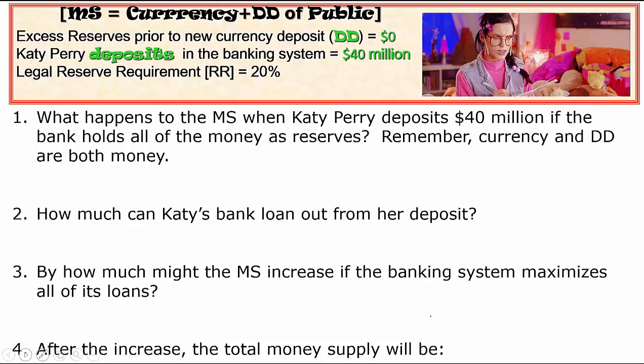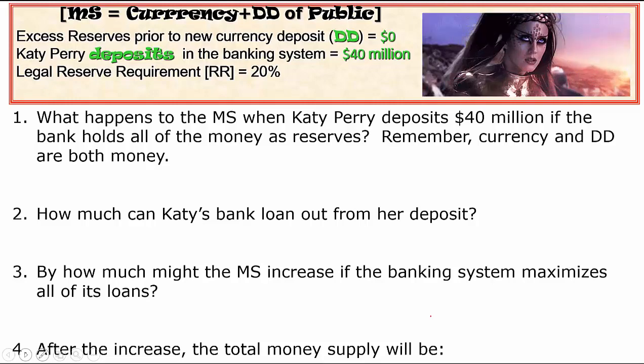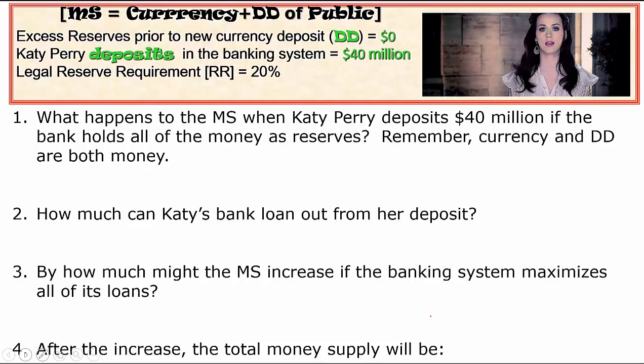All right, so it says here that excess reserves prior to a new currency deposit is $0. So banks have no money to lend right now. But then Katy Perry deposits $40 million with a legal reserve requirement of 20%. So first thing we're going to do is make sure we understand that when a deposit is made, the money supply doesn't change. It's only when a loan is made that it changes.